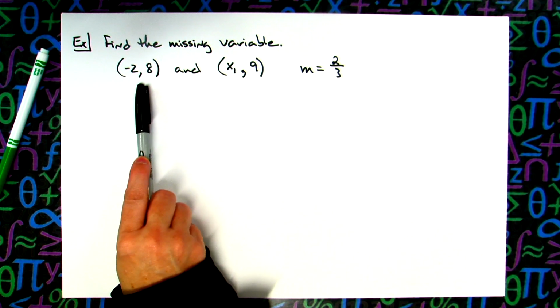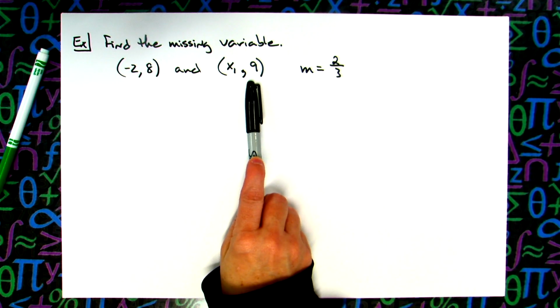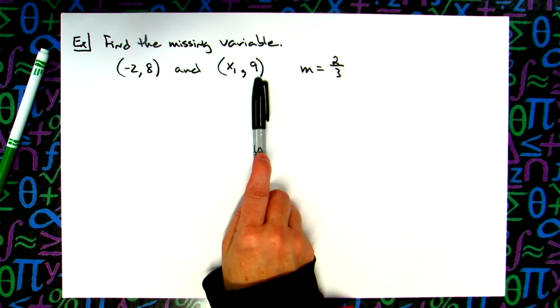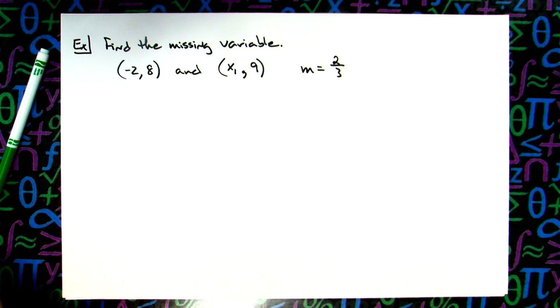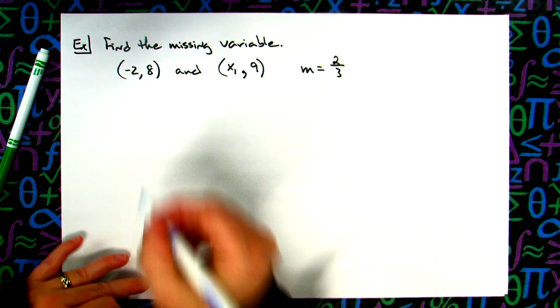This would be my first point. This would be my second point, which they didn't give you the whole point. They give you one of the two coordinates. They don't give you this one. And then they give you the slope. All right, so this is why you need that entire formula.